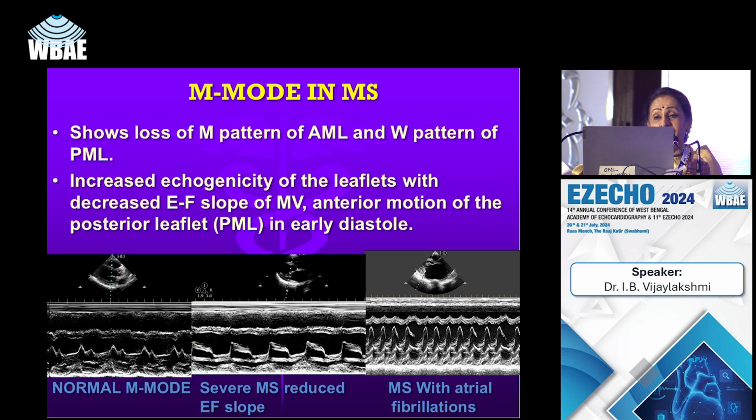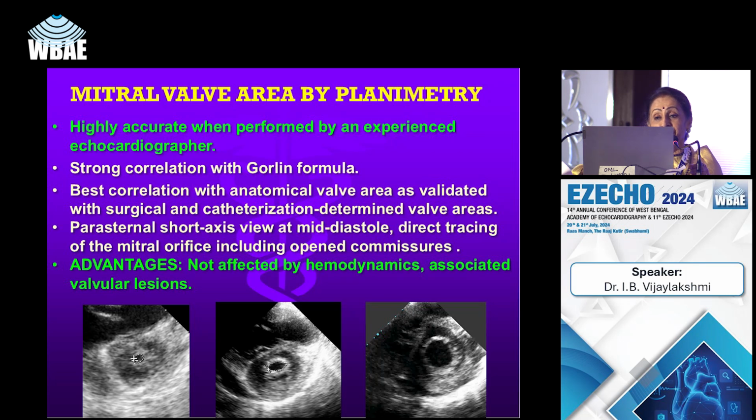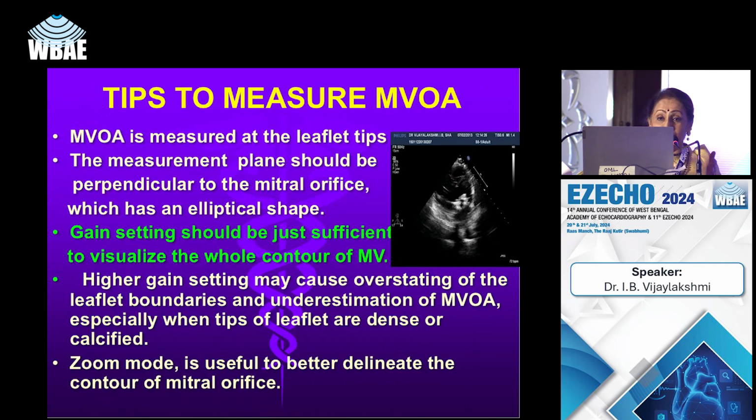Coming to the mitral valve area by planimetry, it is highly accurate when performed by an experienced echocardiographer. Then you can see, I have seen as small as 0.2 square centimeters. That means just 2 millimeters, and doing the balloon dilatation was so difficult. And this is how mild, moderate and severe are associated.